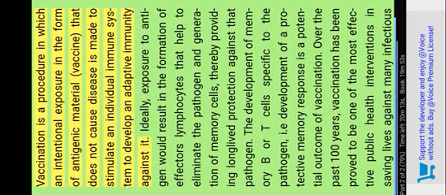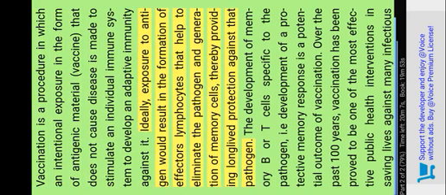Concept of vaccination. Vaccination is a procedure in which an intentional exposure, in the form of antigenic material (vaccine) that does not cause disease, is made to stimulate an individual's immune system to develop an adaptive immunity against it. Ideally, exposure to antigen would result in the formation of effector lymphocytes that help to eliminate the pathogen and generation of memory cells, thereby providing long-life protection against that pathogen.